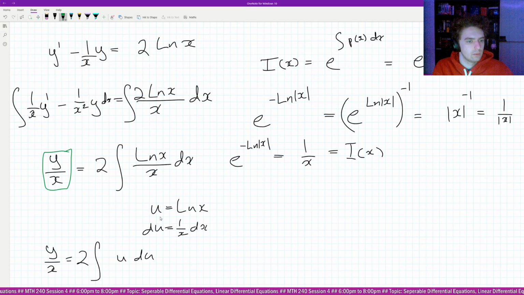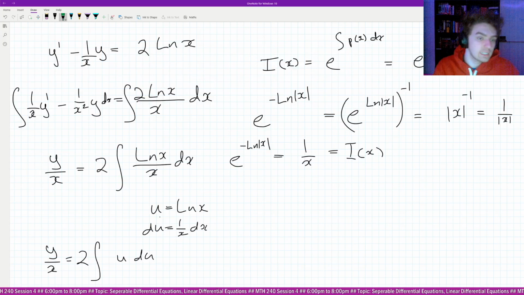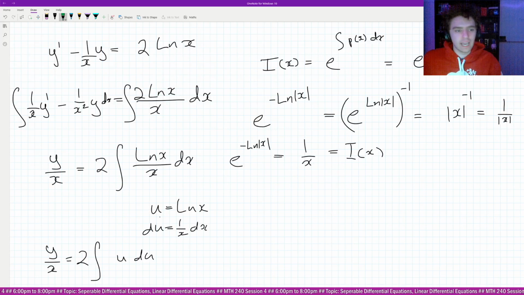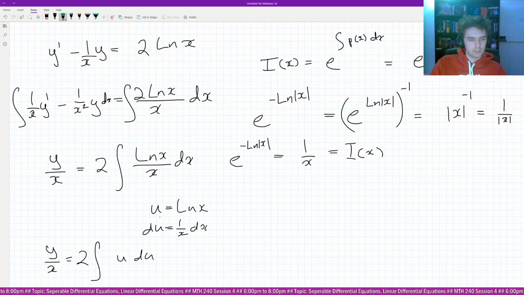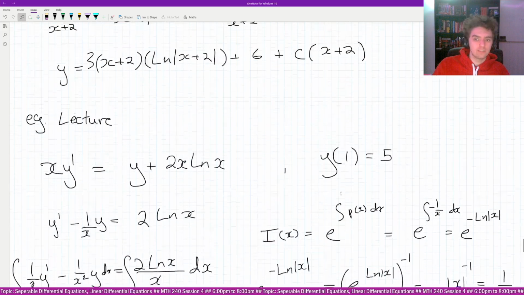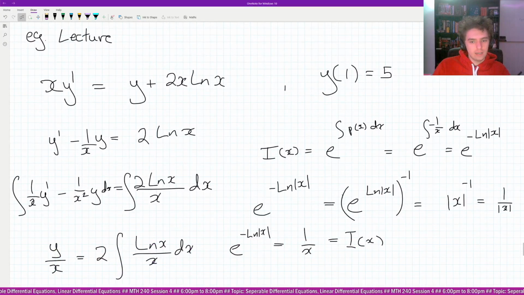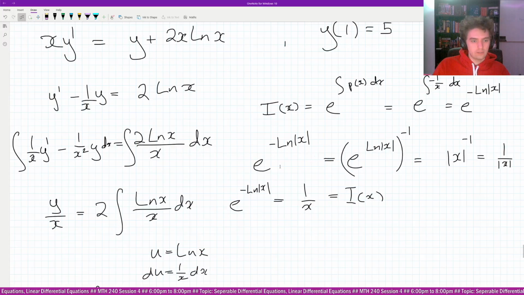Well, how do you know it's the product rule? Do you just recognize it? Yeah, that's the whole trick. That'll always be the case for linear differential equations. That's why we choose this specific integrating factor, right? We choose this integrating factor so it works.